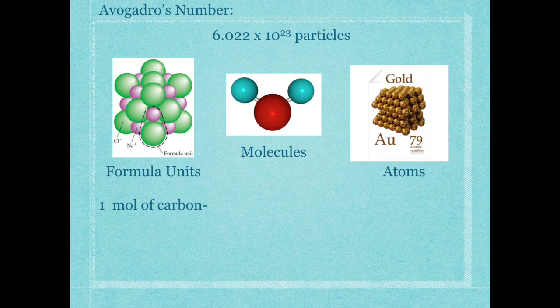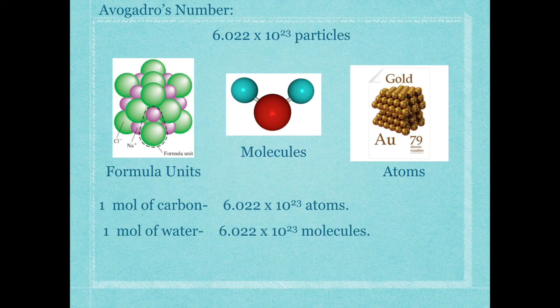So for example, if I tell you I have 1 mole of carbon, how many and what particle do you have? Well, it's an atom, and I would have 6.022 times 10 to the 23rd atoms. If I tell you I have 1 mole of water, well, that has covalent bonding, so that would be 6.022 times 10 to the 23rd molecules.